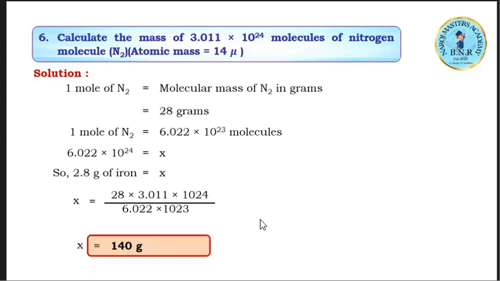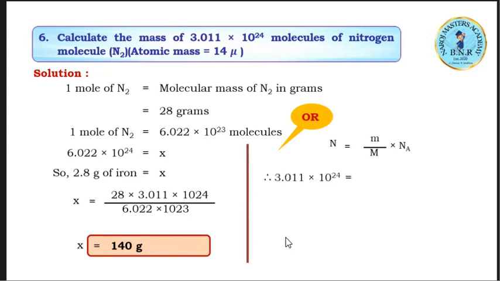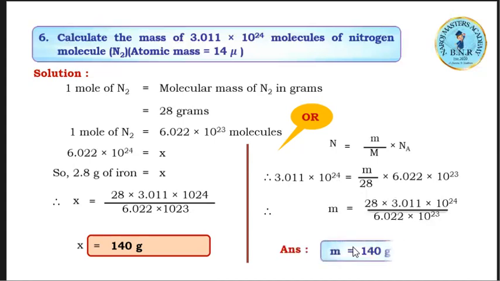So 140 grams is the correct answer. And you can do it by this method also. This is the n value which is given, and here mass by 28 into Avogadro's number value. Then you will get m is equal to 3.011 into 10 power 24 into 28 by this value. So finally you got 140 grams.